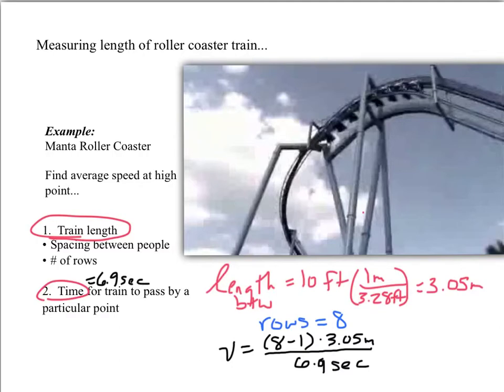All right, let's plug it in. So 7 times 3.05 divided by 6.9 seconds. And that gives us our average speed at the top being about 3.1 meters per second. Yay, we've calculated our first velocity, which will then go into finding our kinetic energy and being able to analyze the rest of our roller coaster.